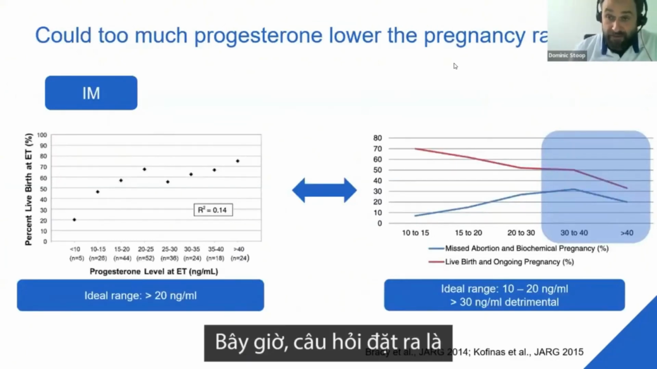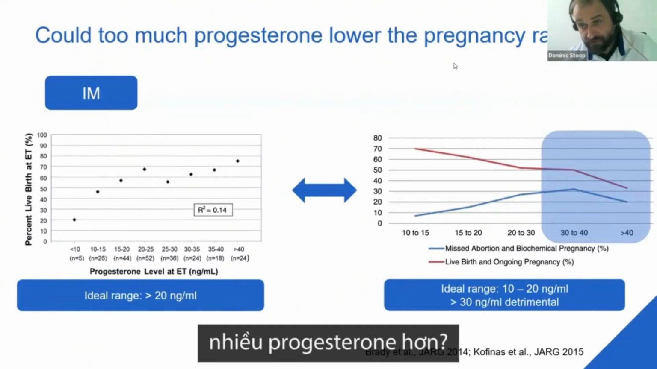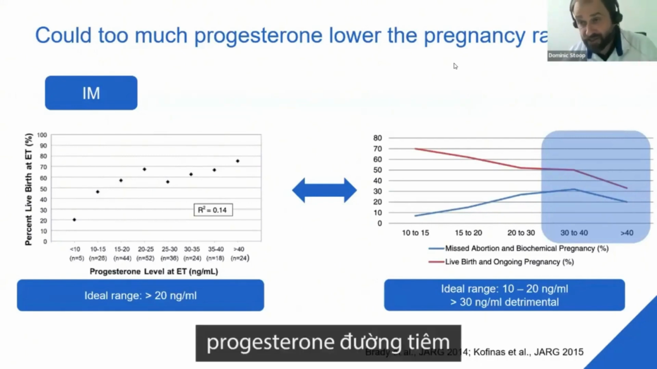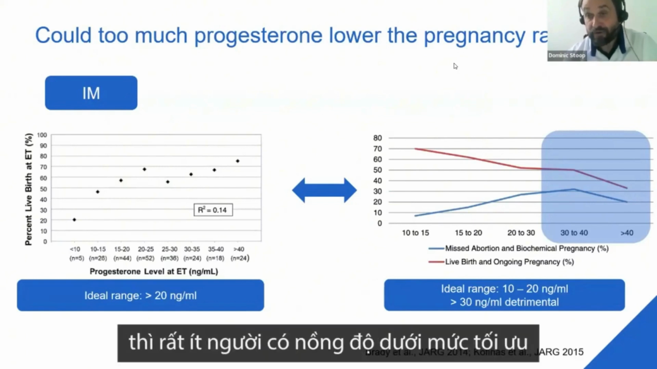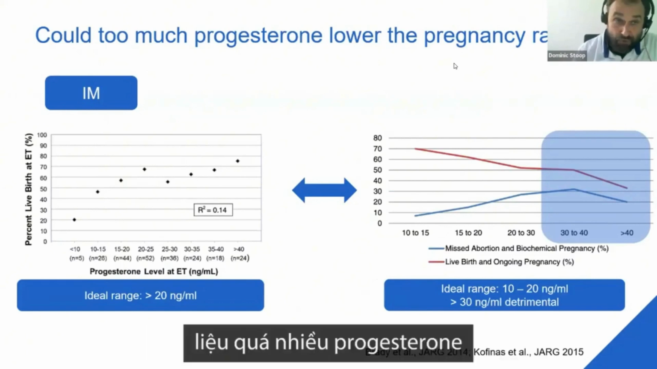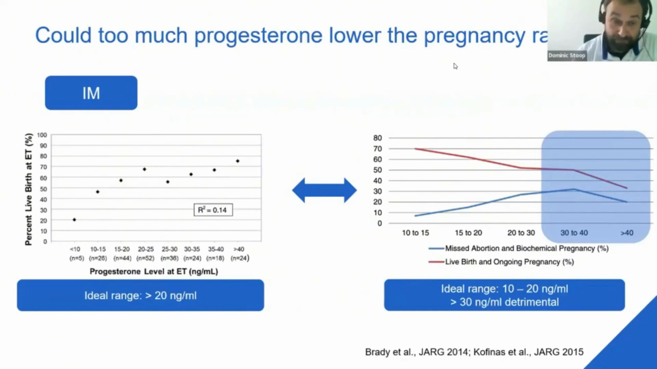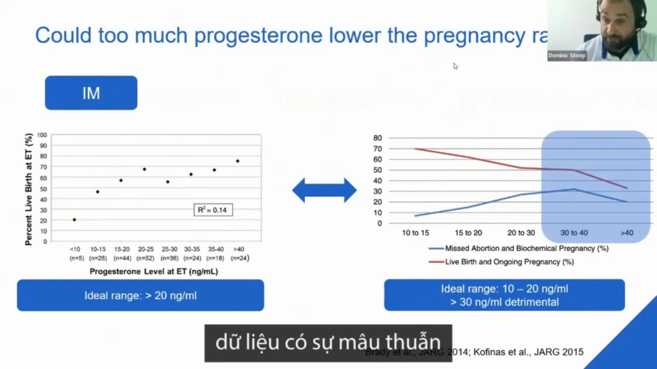Now, the question that comes up is, why don't we give all our patients much more progesterone? We give the maximum we can vaginally, we can give injections, and if everybody has the maximum amount of progesterone, then there will be very few with suboptimal concentration. But then the question comes up, could too much progesterone also be deleterious, or could it lower pregnancy rates as well? Here we go to the IM progesterone, data is conflicting.